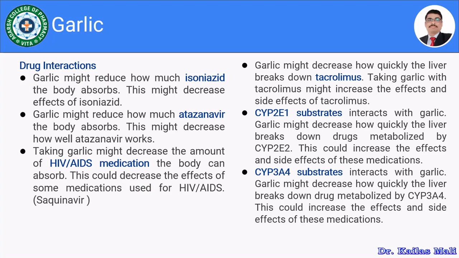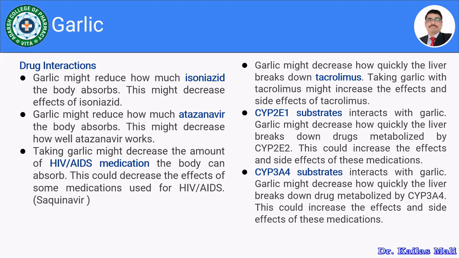There are certain medications which are metabolized by the substrates CYP2E1 and CYP3A4. So garlic is going to interact with CYP2E1 and CYP3A4, and the levels of the drugs metabolized by CYP2E1 and CYP3A4 are going to be increased, and that may lead to an increase in the effects of these drugs as well as the side effects. So these are the few major drug interactions related with garlic.